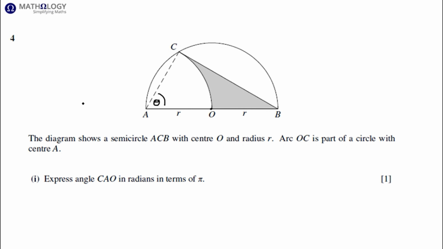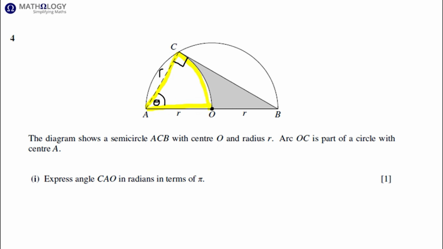Okay, so we have the center O. AO and OB are radii. If we look at sector ACO, the center is obviously A, which means that AO is a radius and therefore AC is also a radius of that sector. We have a semicircle here. AB is clearly a diameter, which means that angle ACB is 90 degrees. Angle subtended by diameter at the circumference of a circle is 90 degrees.